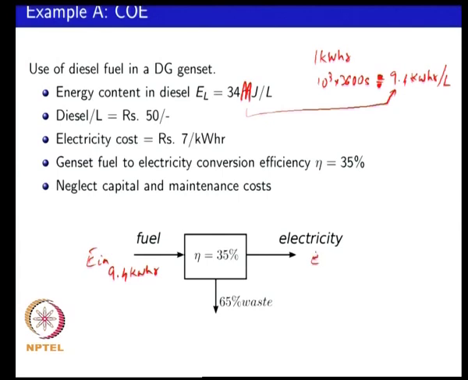And if you look at 1 kilowatt hour out, with an efficiency of 33% for 1 liter of fuel, you have 35% into 9.4. So, you are talking about 3.3 kilowatt hours of output for 1 liter of fuel.